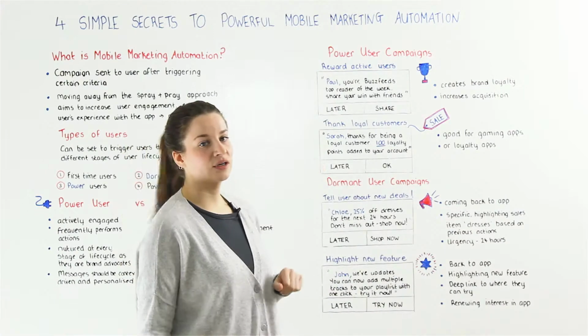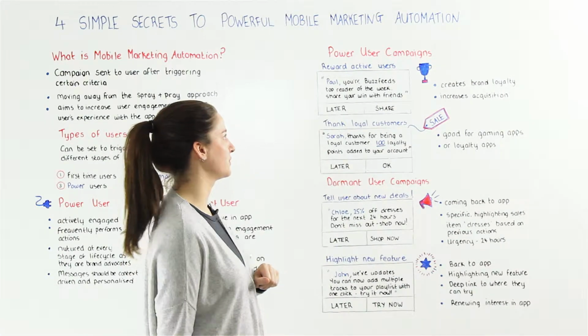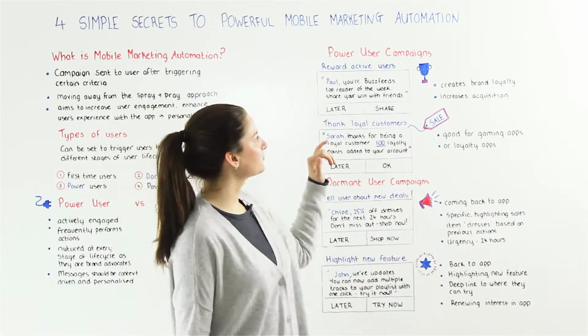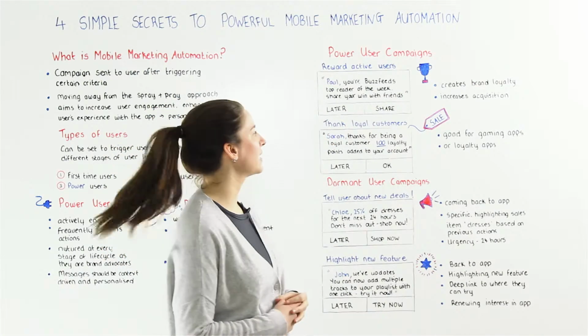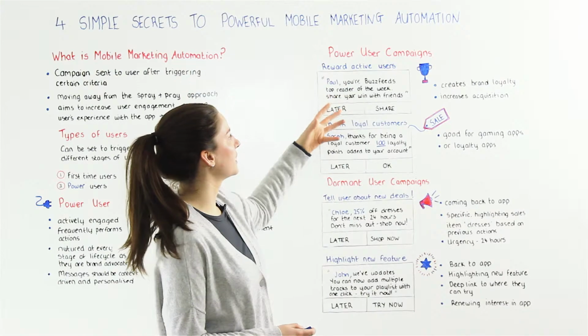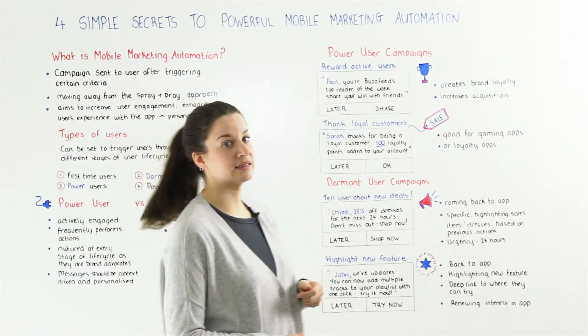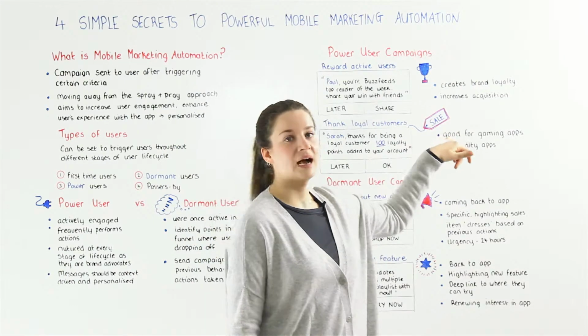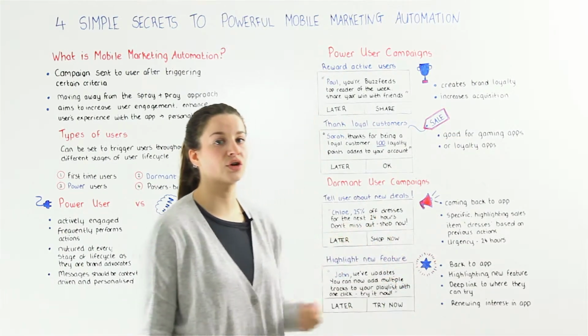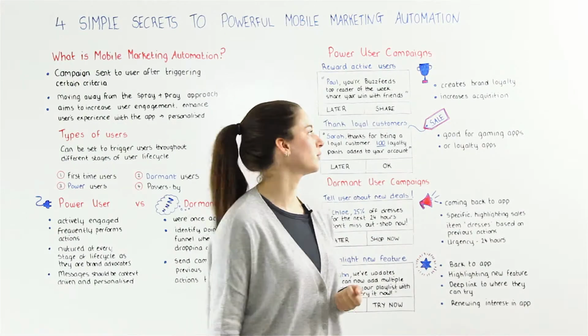So let's take a look at some examples of power user campaigns. So let's say you want to reward active users. You might say something like, Paul, you're BuzzFeed's top reader of the week, share your win with friends. So this creates brand loyalty and it increases acquisition, so you're getting more downloads as they're sharing with friends.